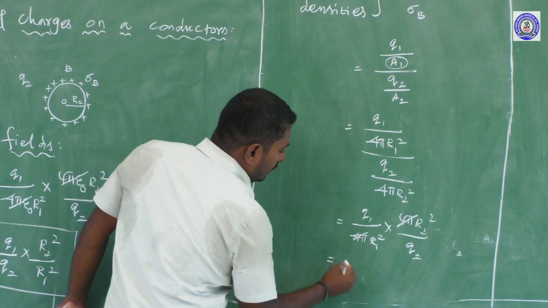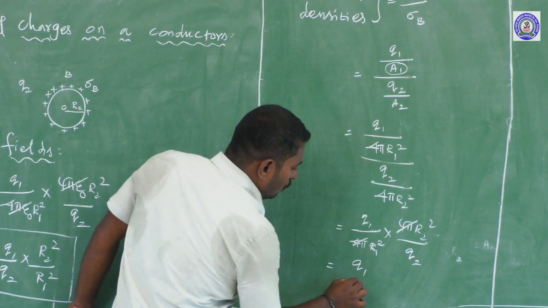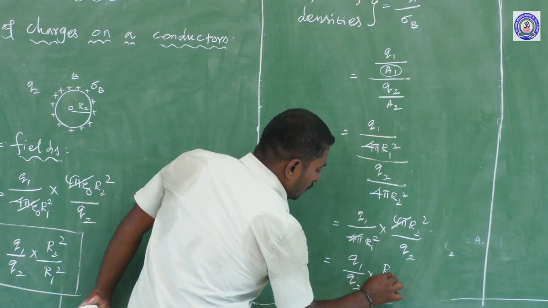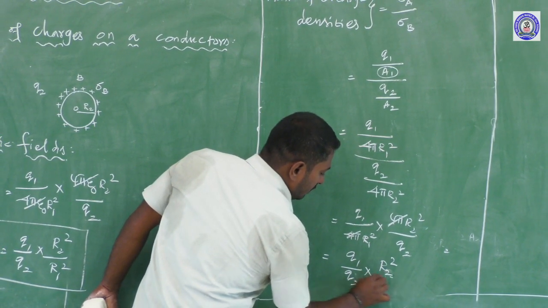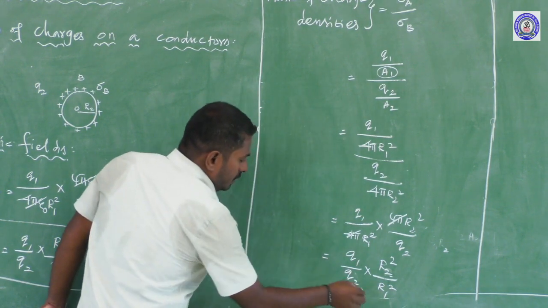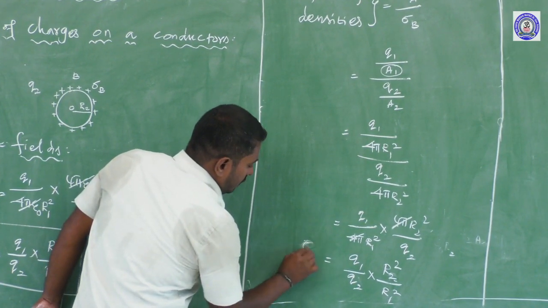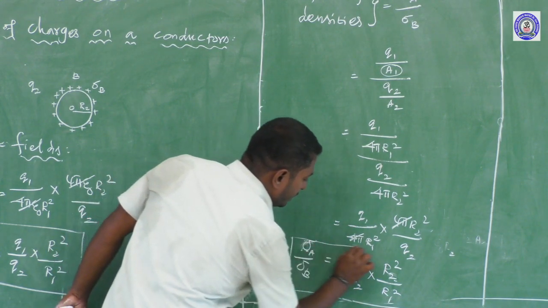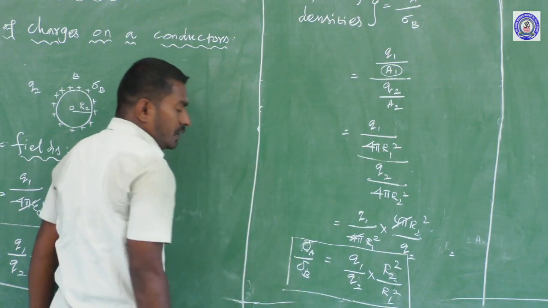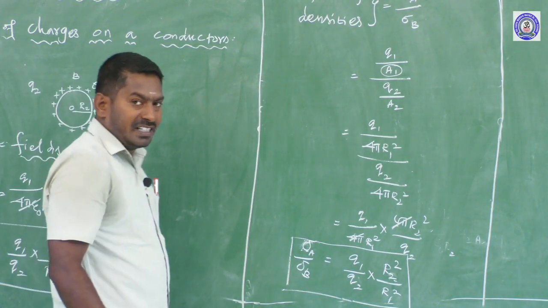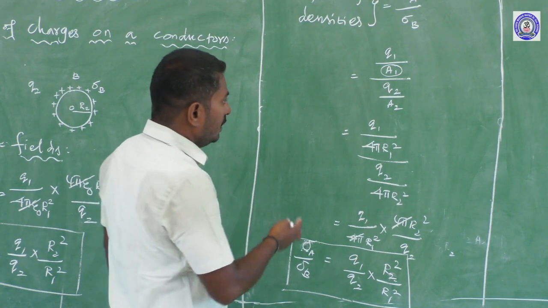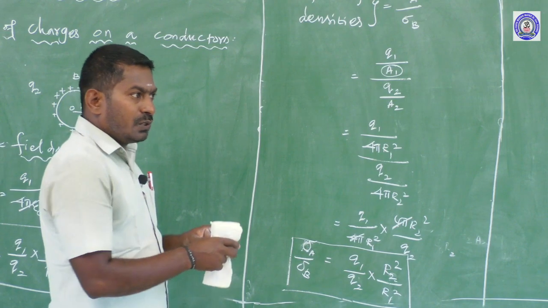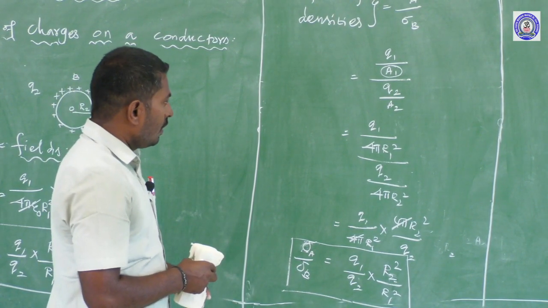4 pi gets cancelled. So therefore sigma A divided by sigma B is equal to Q1 divided by Q2 into R2 square divided by R1 square. This is the expression to represent the ratio of surface charge density of both the metallic spheres. Like A and B, both the metallic spheres are not connected by a thin piece of conducting wire, and are well separated from each other.